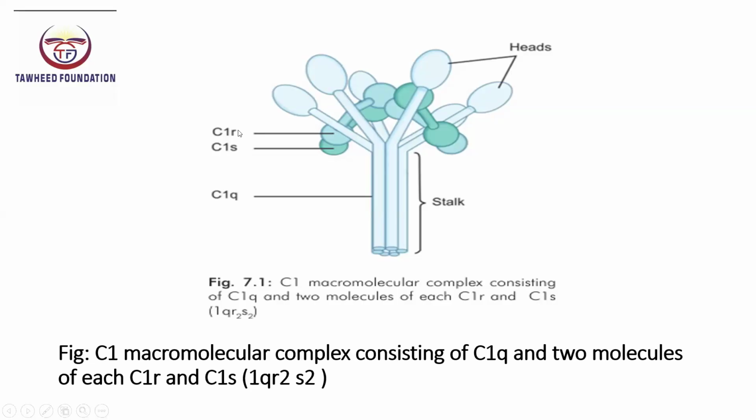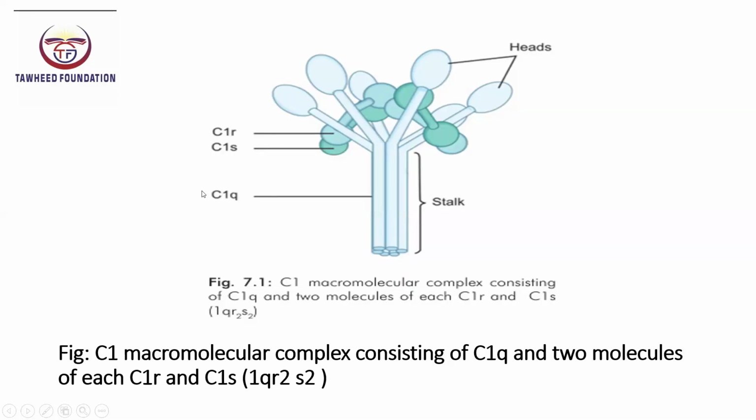So, the diagram shows the C1 macromolecular complex, which kickstarts the classical pathway of the complement system. Here there is a large central C1q part shown like a stalk or bundle, surrounded by enzyme proteins, that is C1r and C1s.